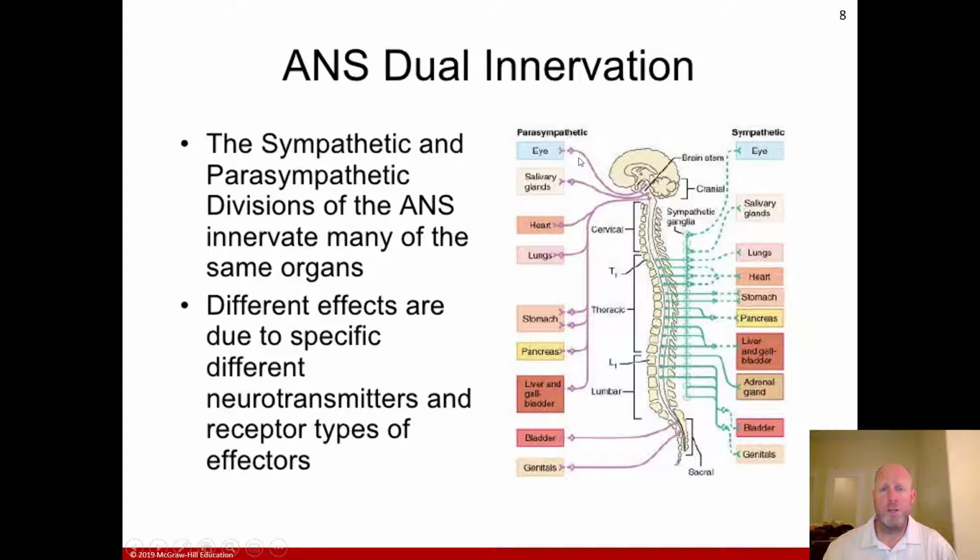As an example here, you can see all the different areas of the body that have both parasympathetic and sympathetic innervation, basically a dual innervation possibility, with the sympathetic and parasympathetic divisions innervating many of the same organs. Due to specific different neurotransmitters and receptor types, effectors may have a different response. But you can see the eyes, the salivary glands, the heart, the lungs, the stomach, the pancreas, liver and gallbladder, bladder, and the genitals all have potentially dual innervation responses.